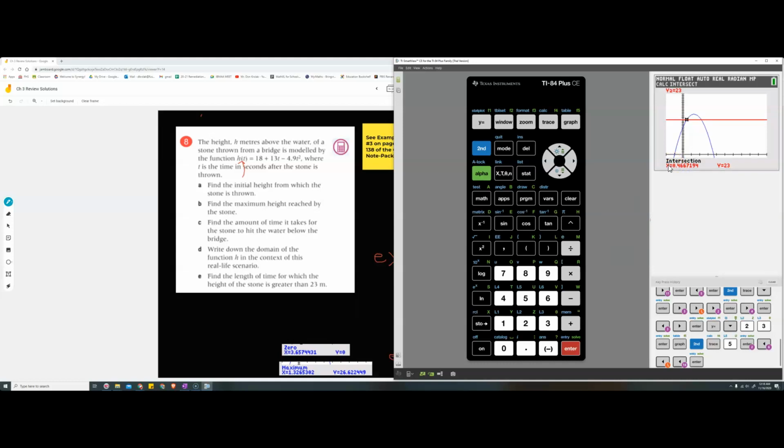So I hit enter, and my intersection is at 0.4667, and I would round that to 0.467. So that's my first x coordinate. Now for my second x coordinate, I do the same thing. So second calc, intersect. Okay, it's on the parabola right now, so enter. Now it's on the line, enter. And now move it to where my other intersection is, enter. And there's the other intersection, where at 2.19 seconds it would be at 23 meters.